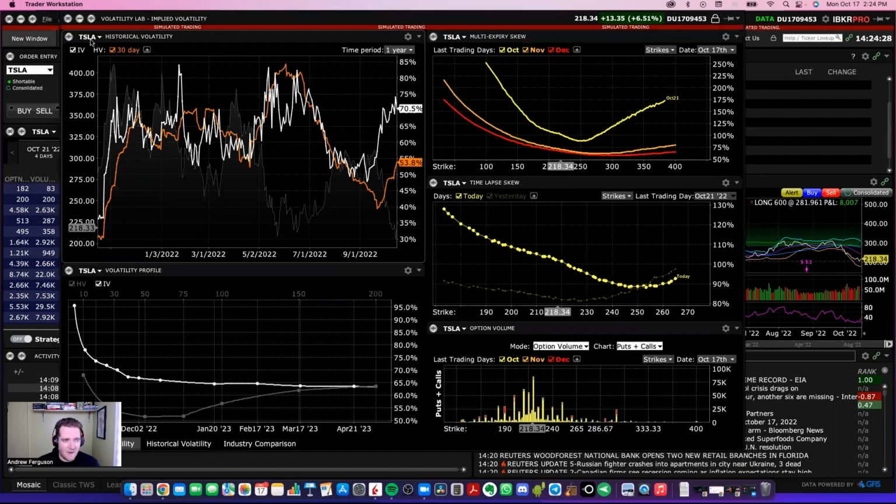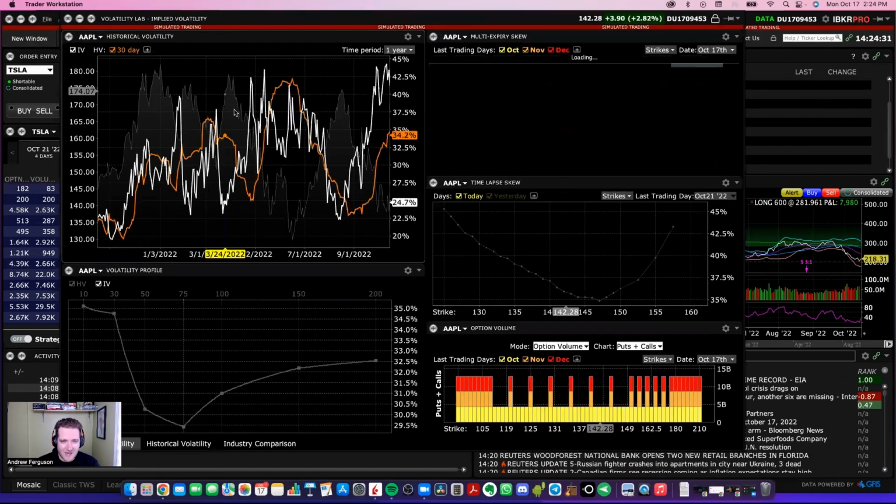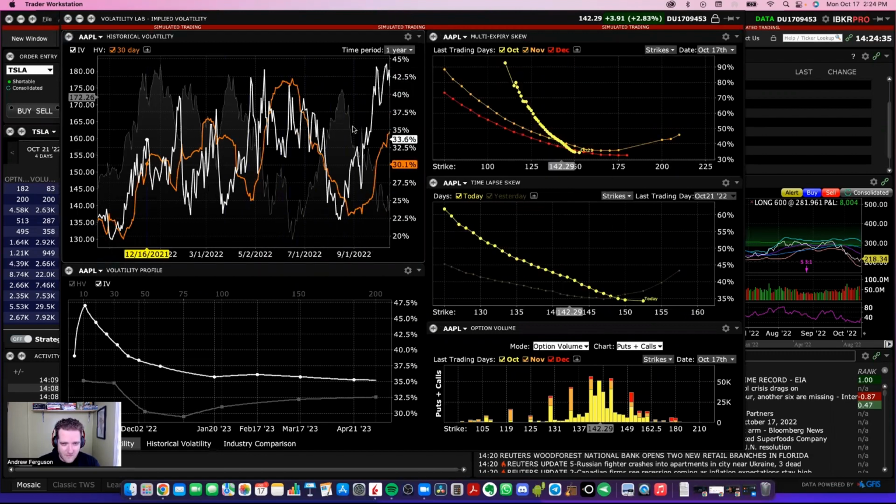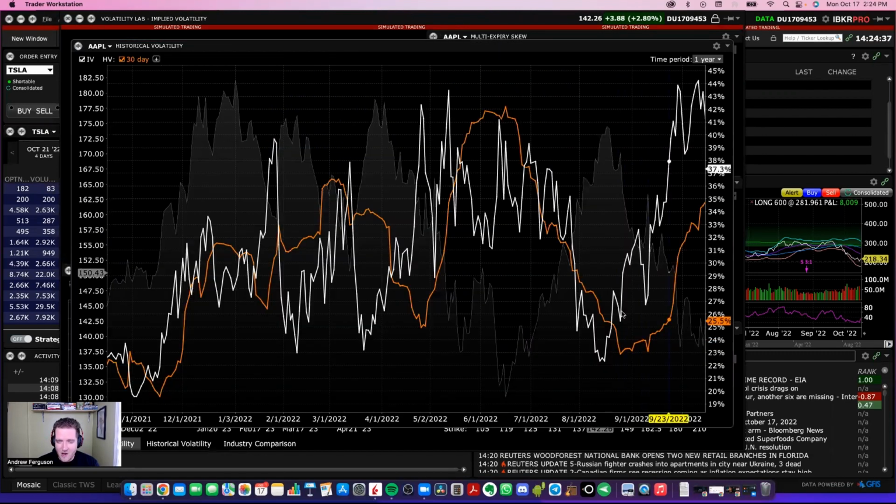If you want to look at something else in the Volatility Lab, look at Apple, let's say, a less volatile stock. It's got the same kind of setup though. We pop this open. It is also showing a steep decline with a rising IV and a rising HV because earnings are coming down the pipe again.